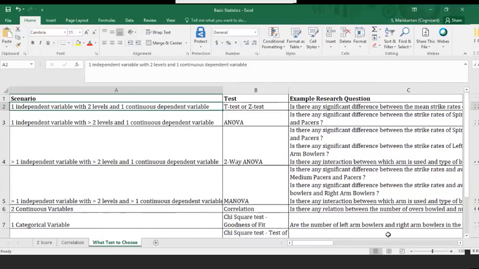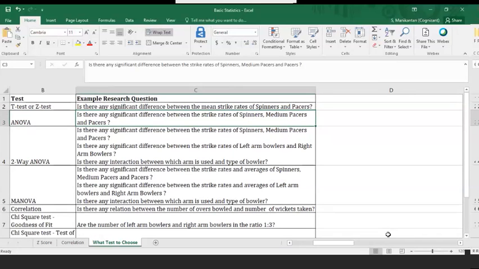Okay, next scenario. One independent variable with more than two levels and one continuous dependent variable. We go for an ANOVA, which I mentioned is an extension of t-test for more than two levels. So the type of question you can answer here is, is there any significant difference between the strike rates of spinners, medium pacers and pacers? So we have three levels in this question now. And you go for an ANOVA for this case.